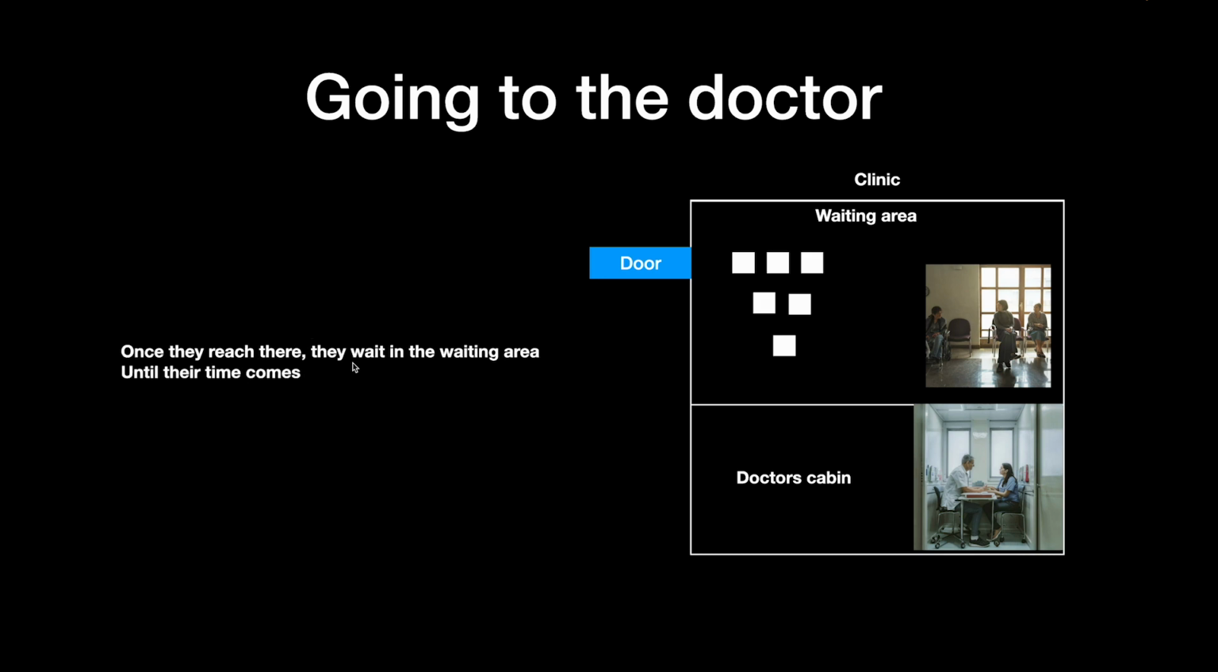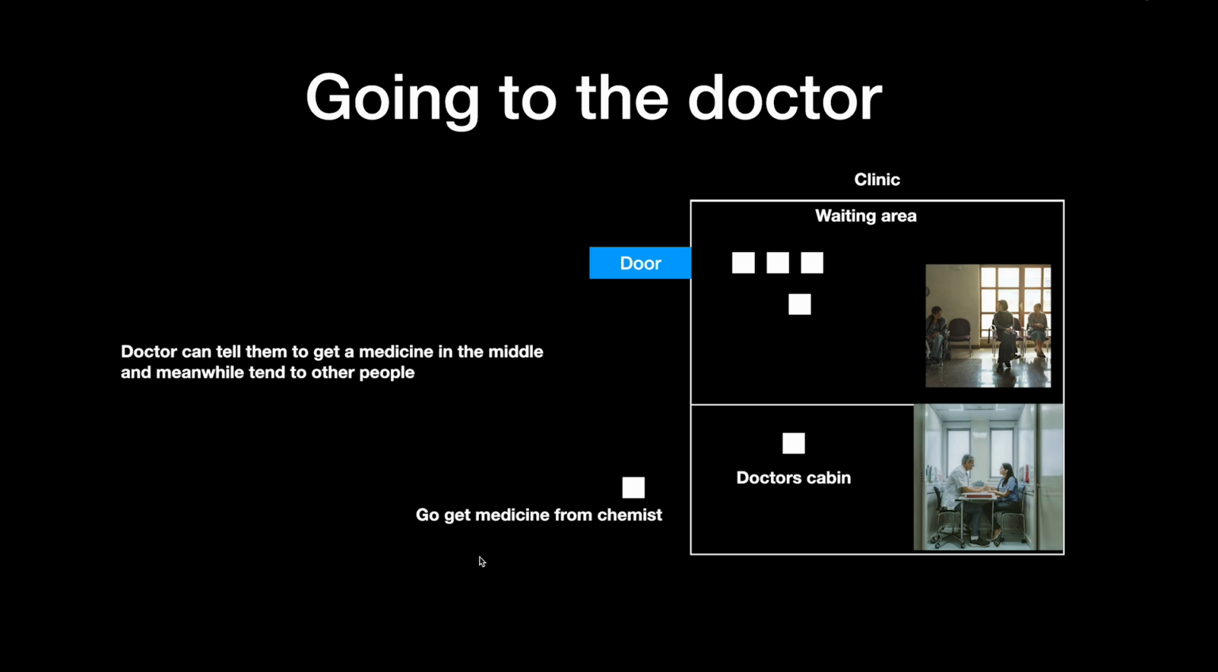So once they reach there, they will wait in the waiting area until their time comes. The doctor tends to them one by one. So one person moved from here to here and the doctor is now tending to them. The doctor is asking them, okay, what are your symptoms? Things like these. Once the doctor understands your symptoms, the doctor, let's say, tells the first person, okay, go get the medicine from the chemist. This is your medicine. Go get the medicine and then come back to me.